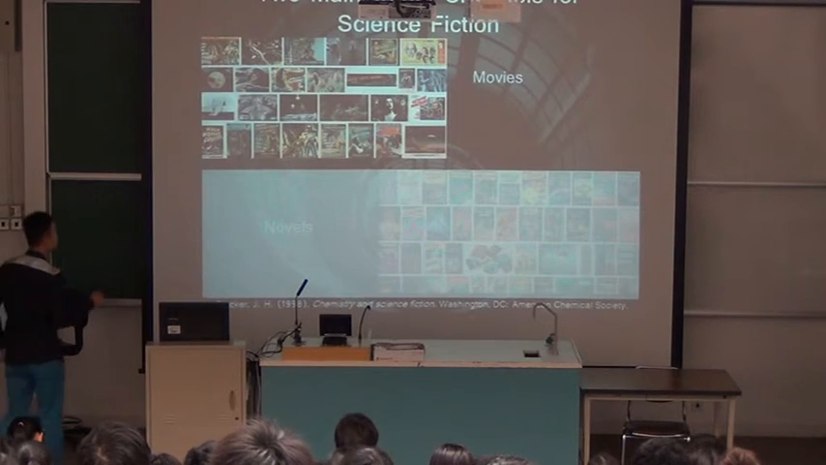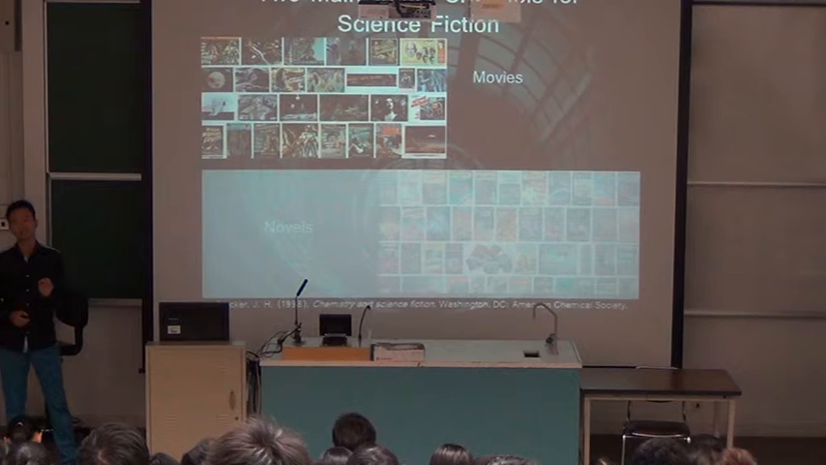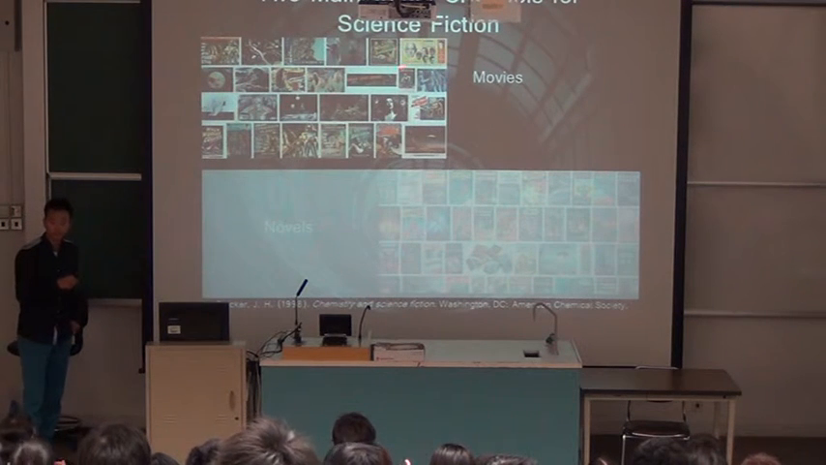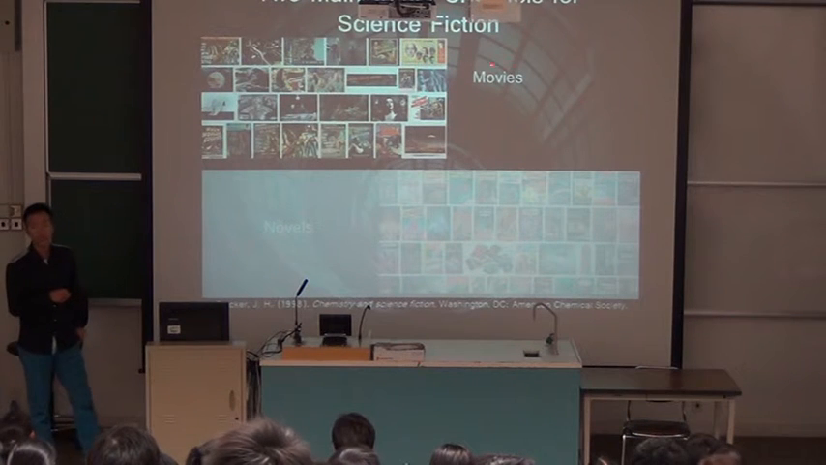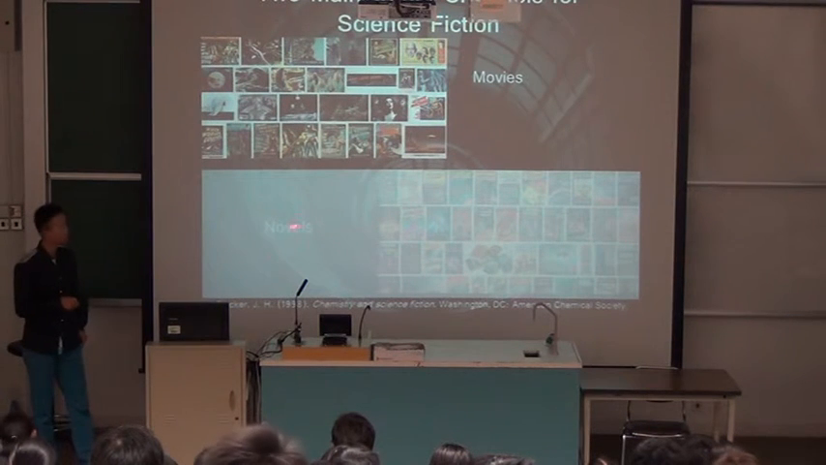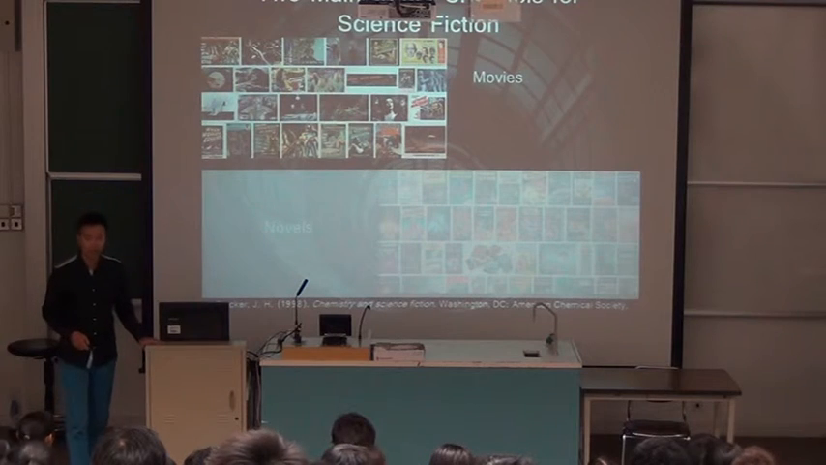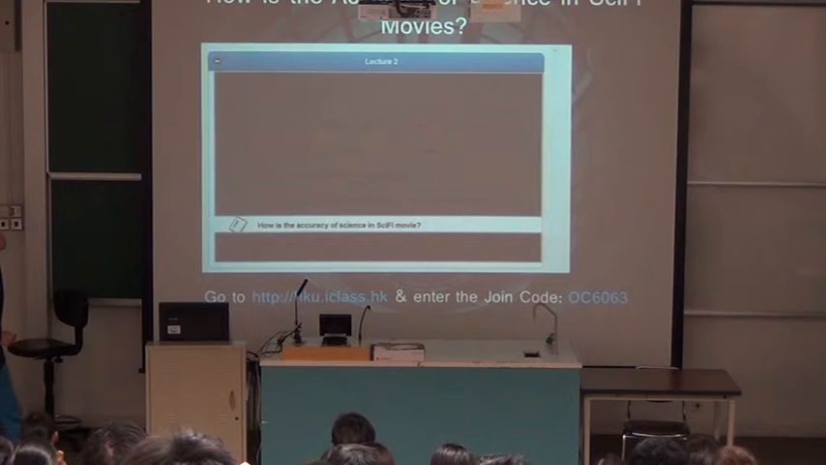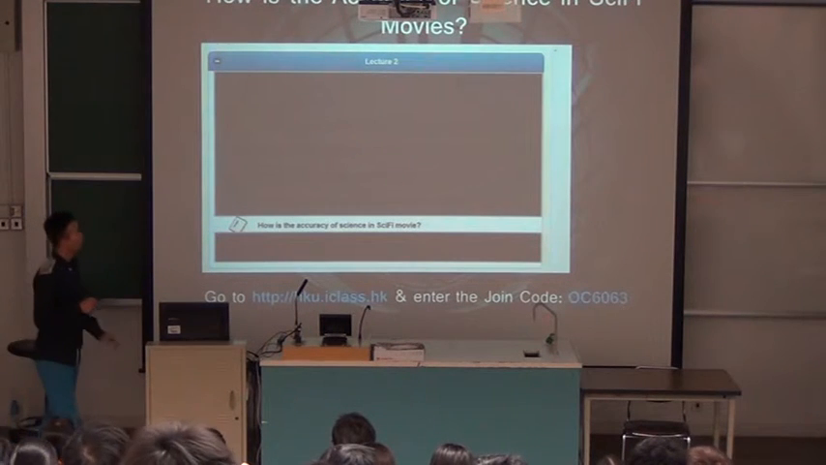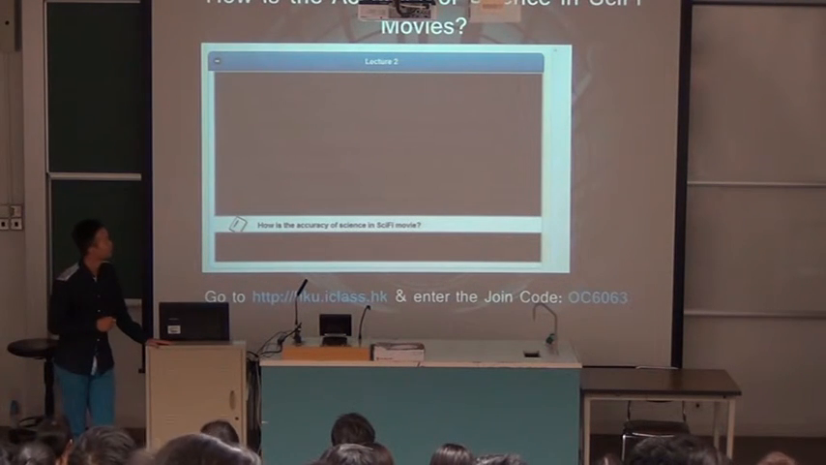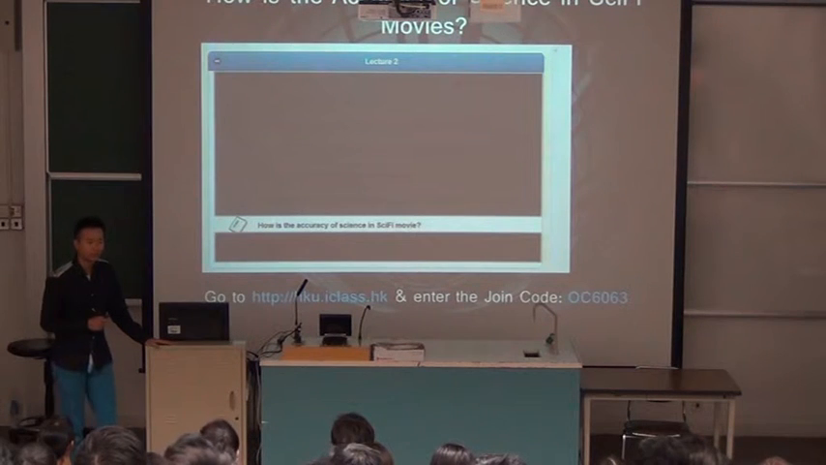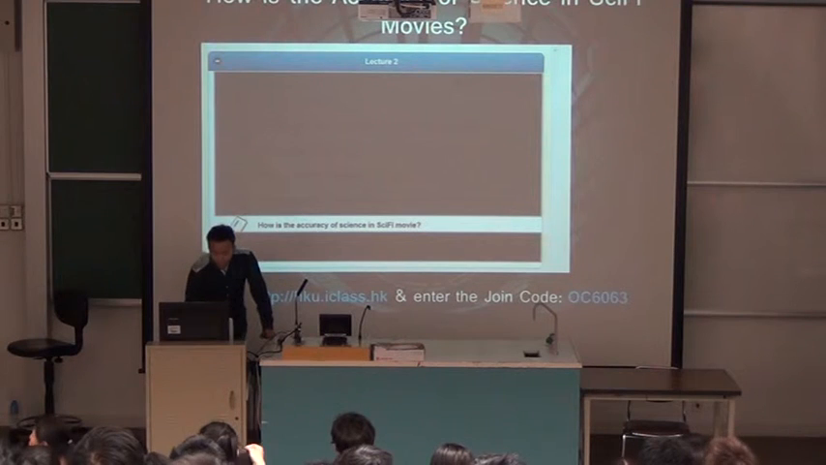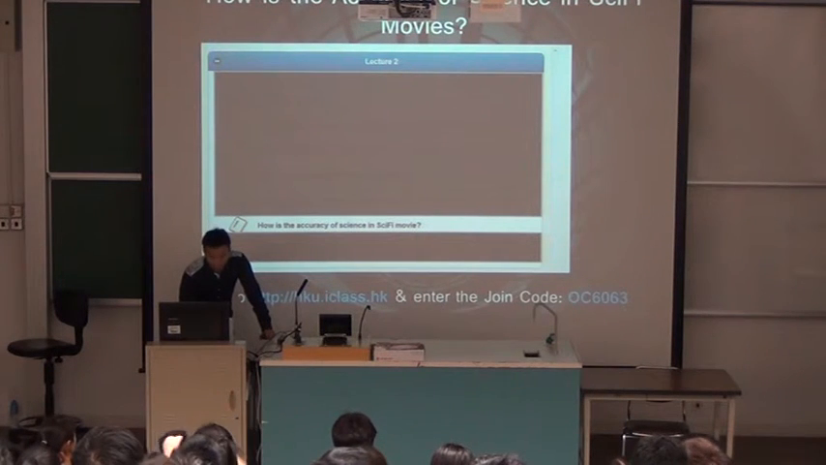Okay. So there will be two mainstream channels for science fiction. This particular lecture will be split into two halves. The first half will be the movie session, and then the second half will be the novel, sci-fi novels. Let's take a look at the movie. How accurate is the science in sci-fi movies? Once again, I'll let you take a guess at that one. Is this going to be accurate or not accurate?